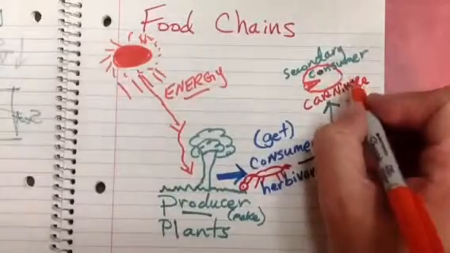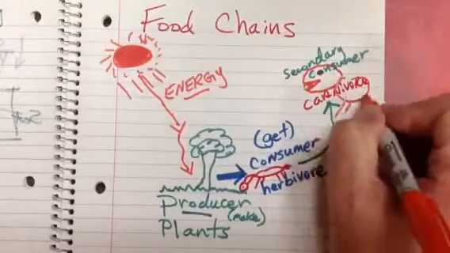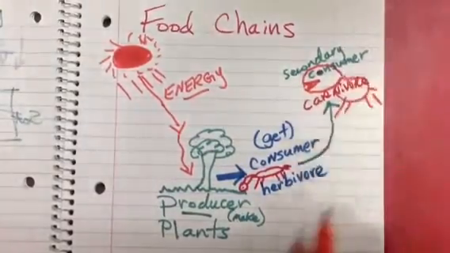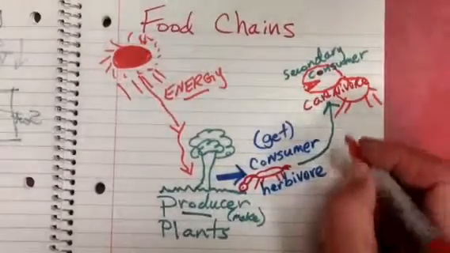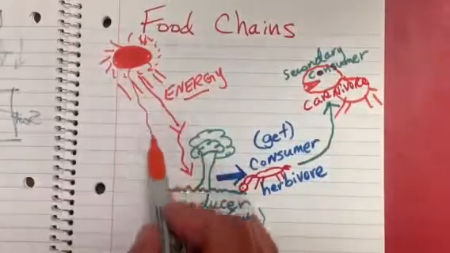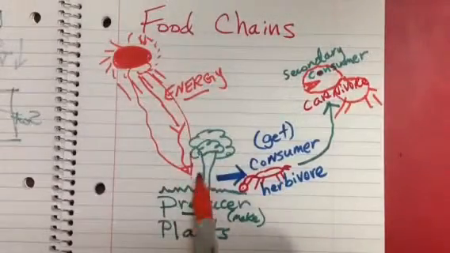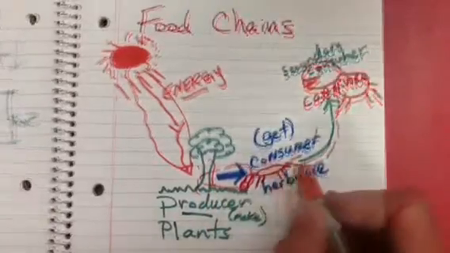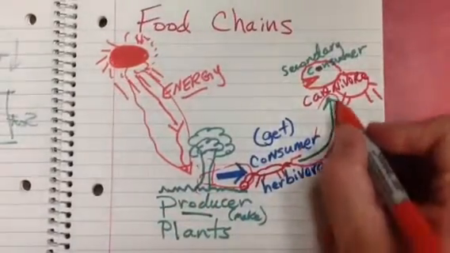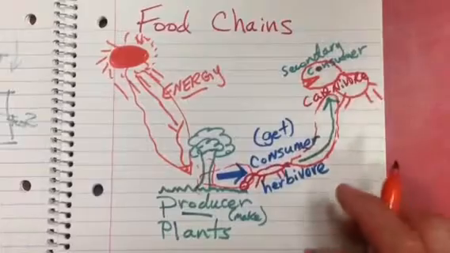Oh, there's the head of the carnivore looking for some food. And he's going to find it in the herbivore. But the whole reason he gets the food is to get the energy. The energy that started with the sun went into the plants. The plant gave the energy over to the consumer, primary consumer, and the primary consumer gave his energy over to the secondary consumer, the carnivore.